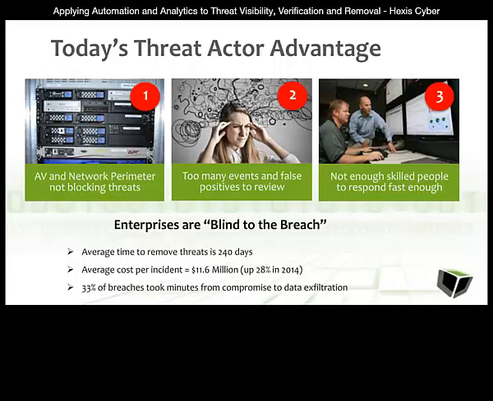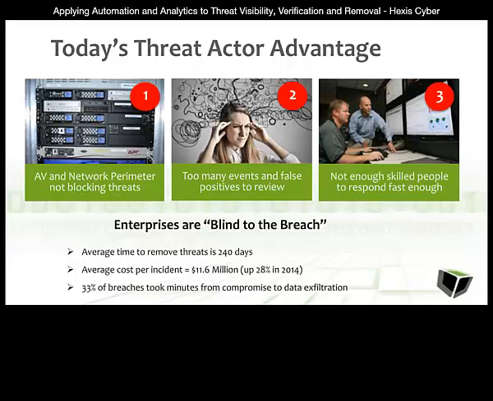According to the Verizon data breach report, the average time to remove threats is 240 days. The average cost is a large number, $11 million. It's very quick to compromise and exfiltrate data. These are all numbers that you can't solve by throwing people at it. So you need to solve it by putting in good technology, workflow, processes, and ultimately automation.